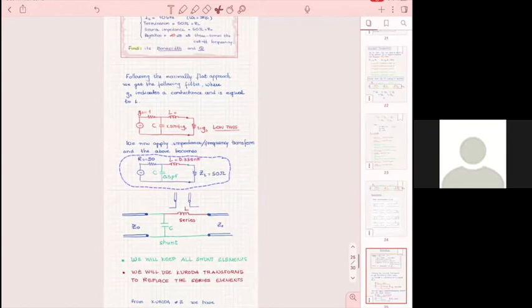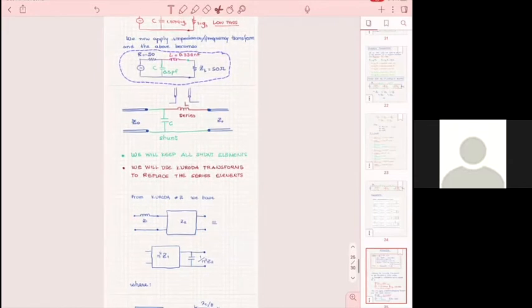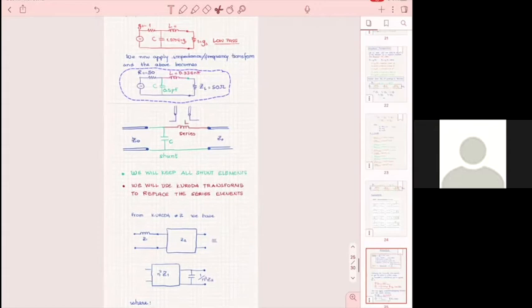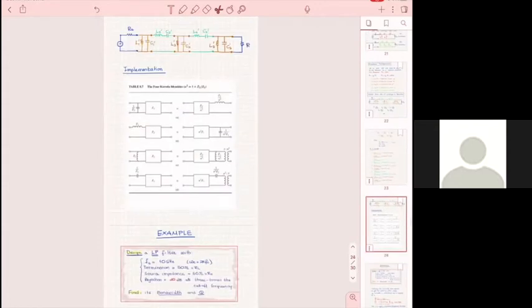Okay, then you decide to go and use transmission lines. That means that we will have to replace L and C with transmission line elements that have the same kind of performance. But we just don't do it simply like that. There are a number of transformations that you have seen in the book, and those transformations are here for you.